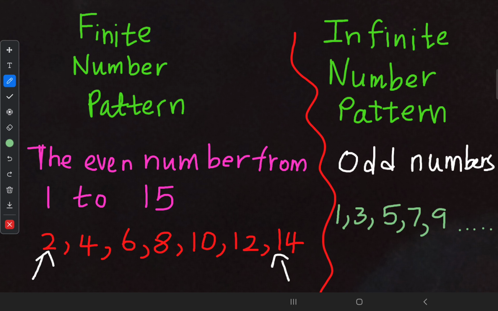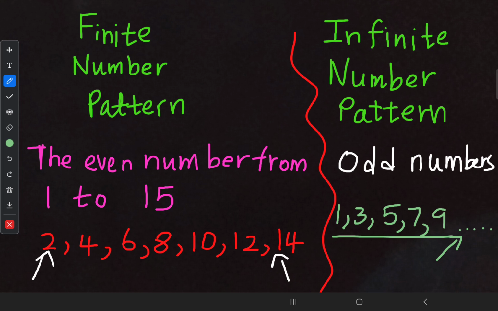What do these dotted lines indicate? This dotted line indicates the rest of the numbers. Rest of numbers means we cannot write all the odd numbers in existence. That's why we are using the dotted line. That means this is continuing. We don't know where it is finishing, but this is continuing.